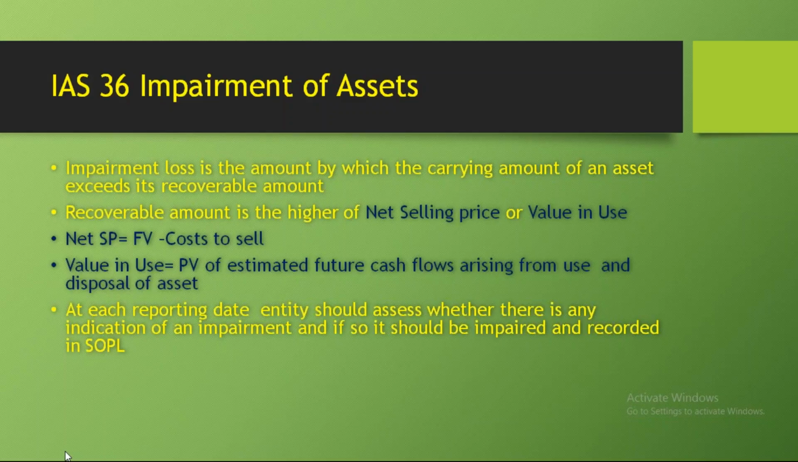What are the indicators of impairment? Externally, you might find a significant decline in the asset's market value, more than expected by normal use or passage of time. Something has happened in the market, the market is crashing, and the asset you bought at a particular price is sharply dropping.